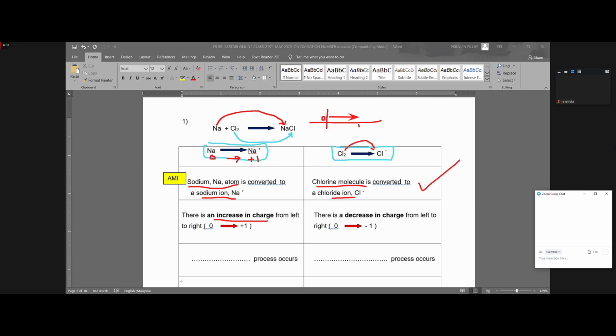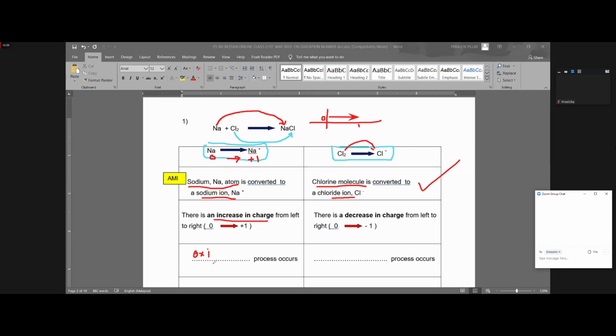Can you see that? Okay. So the moment you see the arrow moves to the right here, 0 to plus 1, the process here is oxidation. Write that down. What process is it? Oxidation. Write in detail now. I just put short form here, but you complete. What's the name of this process or type of reaction?